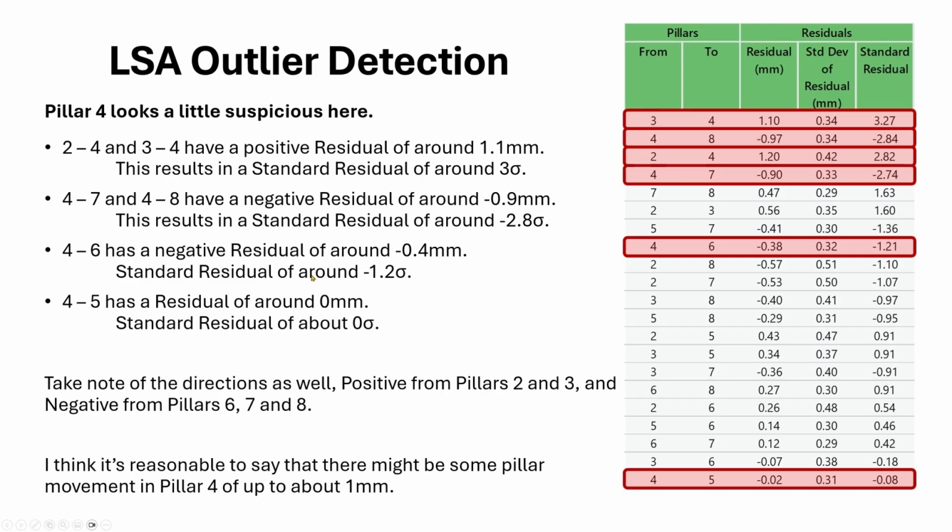4 to 6 has a negative residual of around 0.4 millimeters, which is a standard residual of negative 1.2. That's not really a concern. 4 to 5 has a residual of around 0. But take note of the directions here as well. We've got a positive residual from pillars 2 and 3, and a negative from 6, 7, and 8.